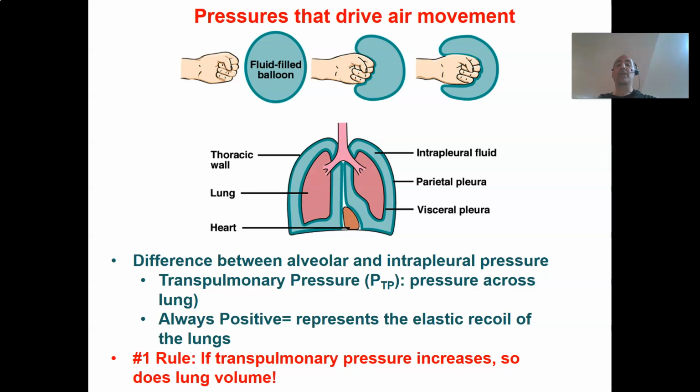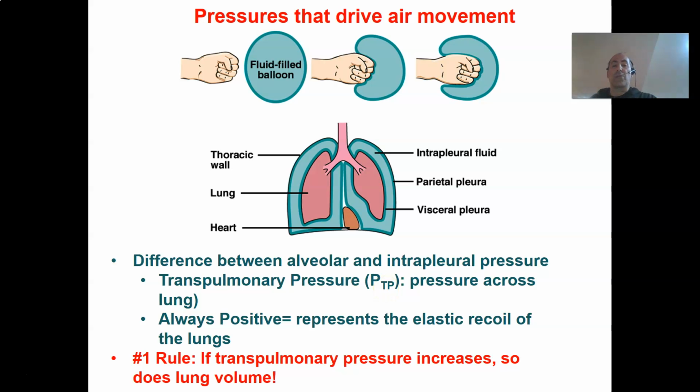pressure, PIP, keeps the lung from collapsing, and that in order to get a breath in, the main pressure that causes that is a negative alveolar pressure, and it always has to be negative in order to take in a breath, and that means that transpulmonary pressure, which is always positive, has to increase.